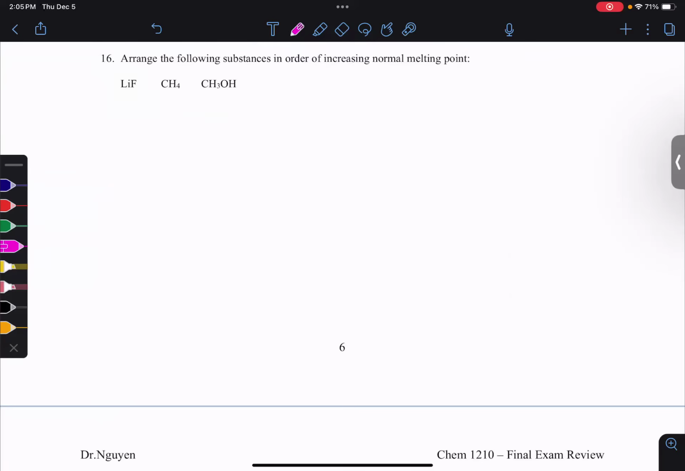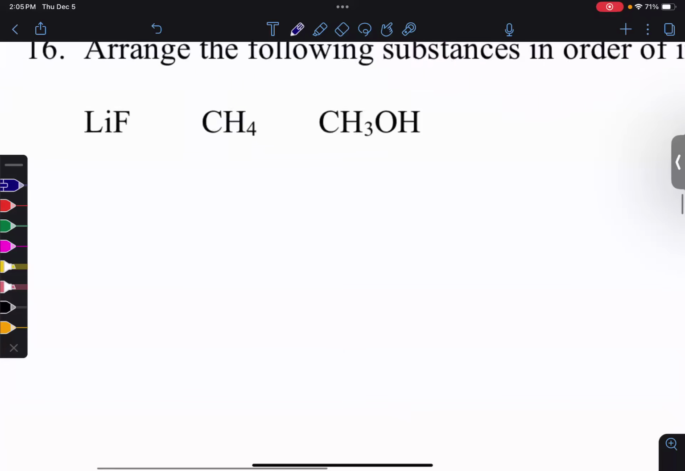Last two. So I think this is actually a chapter on solids. Let's arrange the following substances in order of melting points. We're really just looking at intermolecular forces here. Higher intermolecular forces, the higher your melting point temperatures, because more attractions, harder to separate those molecules from one another. So we want to look at these samples and think, what is the dominating intermolecular force?